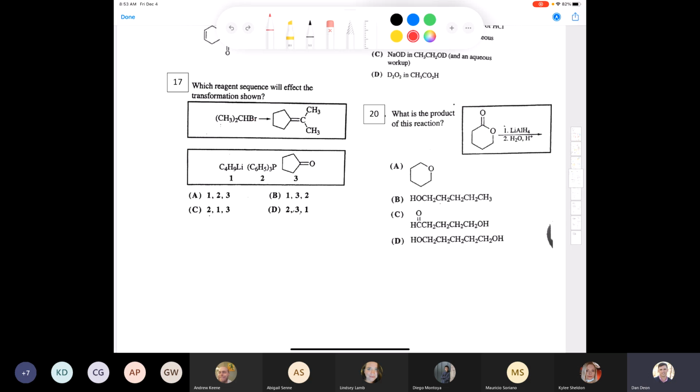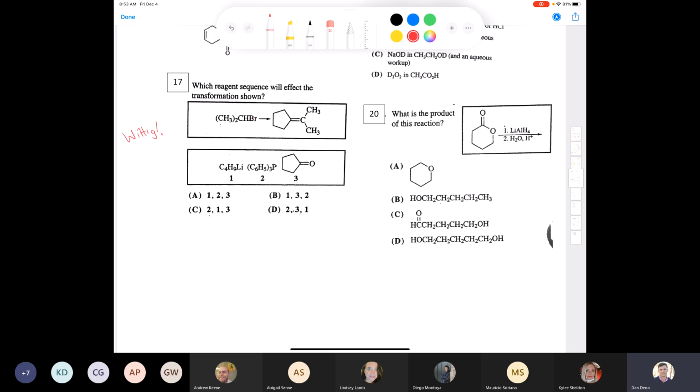Does anybody have an answer for this one? Could anybody name the reaction? All right, somebody says C. Does anybody have a name for this reaction? Yeah, it's the Wittig reaction, right? Awesome. Perfect.